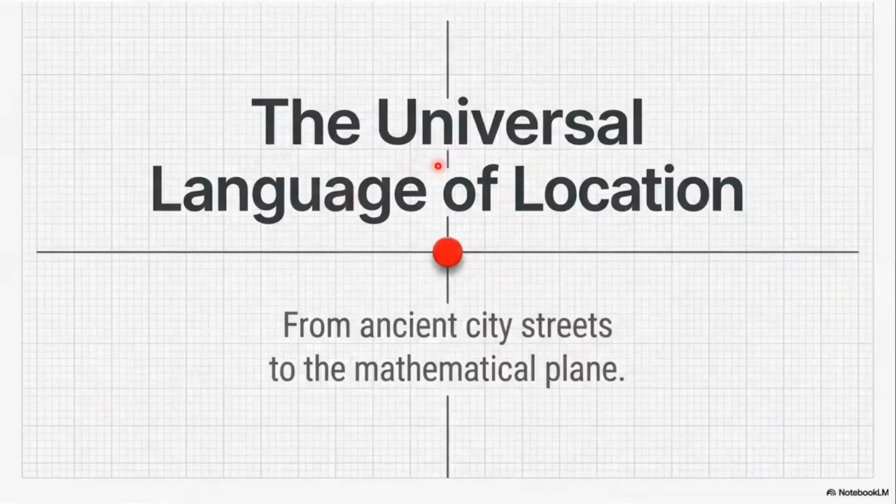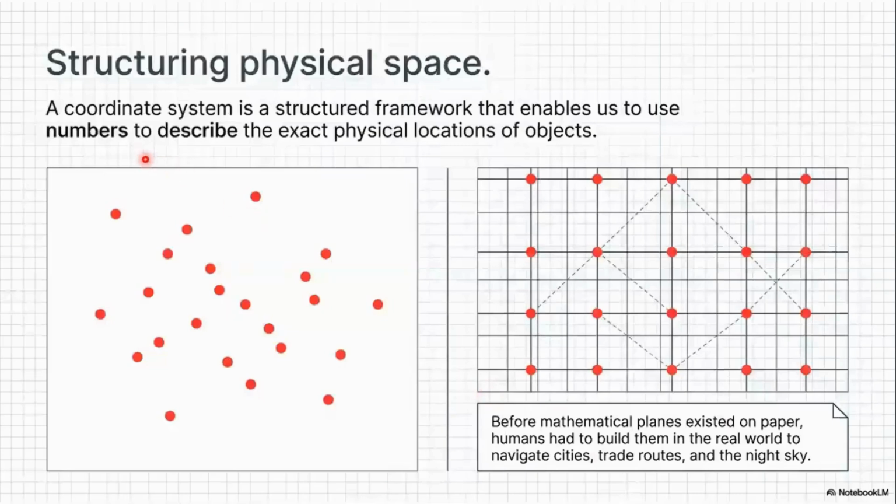So basically, what is a coordinate? It is the universal language of location. Now here we will see how, from ancient city-states to the mathematical plane, we came to the coordinate system. So what is basically a coordinate system? It is structuring physical space. It means the coordinate system is a structured framework that enables us to use numbers to describe the exact physical location of an object.